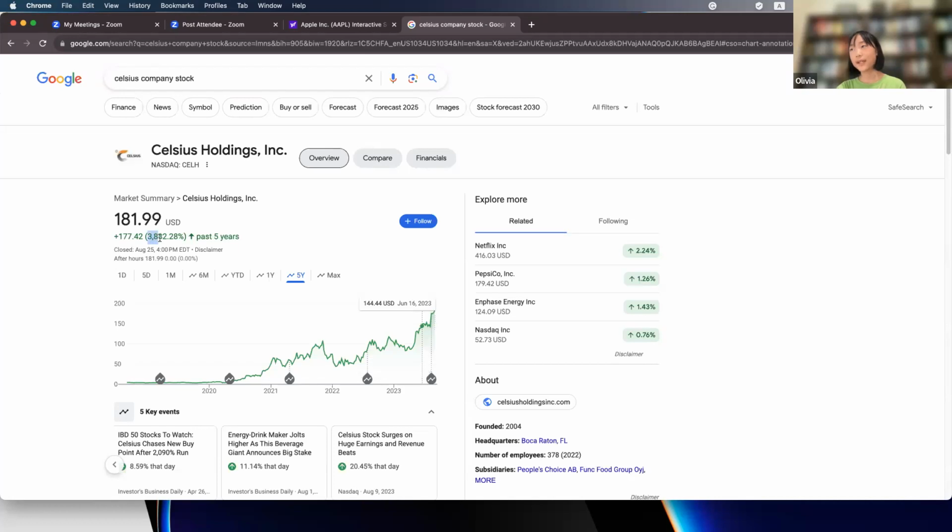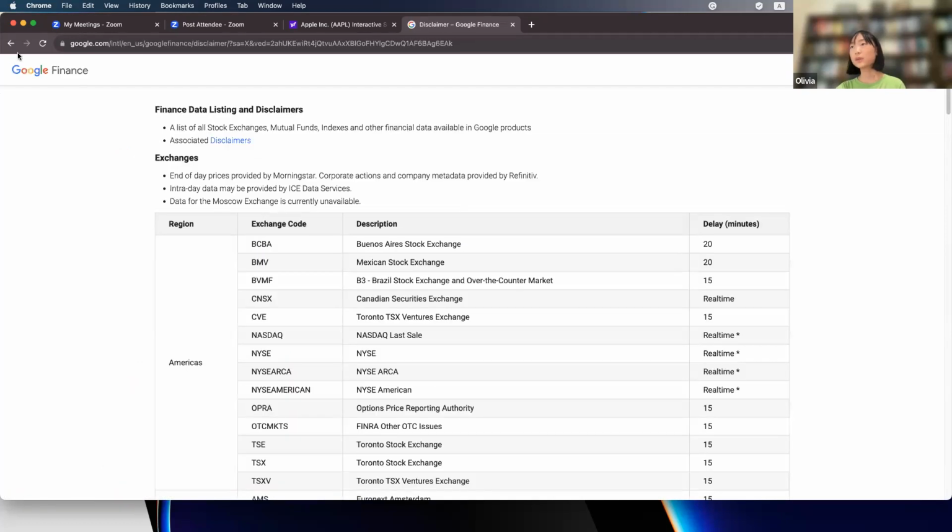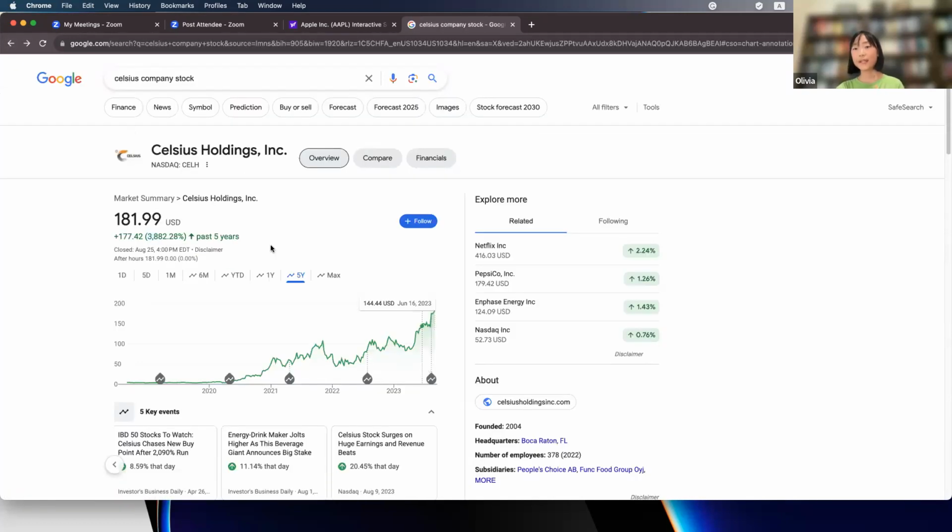Gained 3,882%. That means the price was about 38 times its original price over the past 5 years.